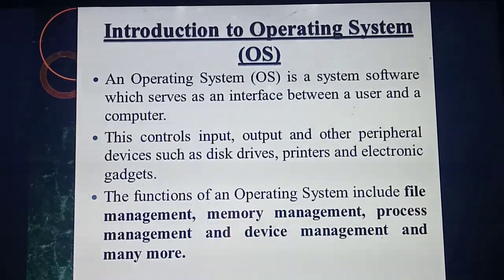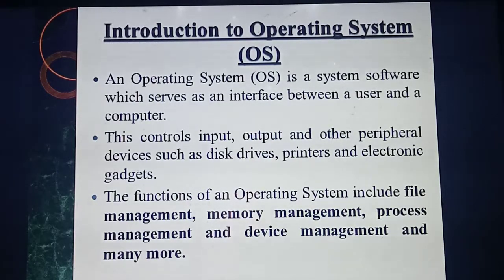Okay. So operating system is which kind of software? System software or application software? Operating system is a system software. Okay, so what's the use of this? Operating system is mainly used to interact with the user and a computer.